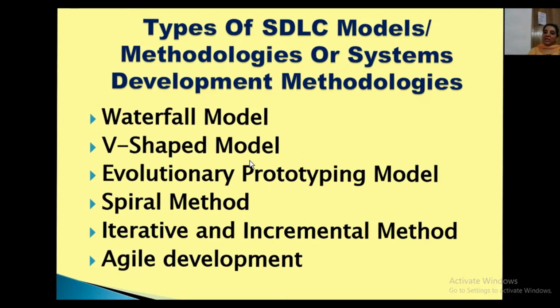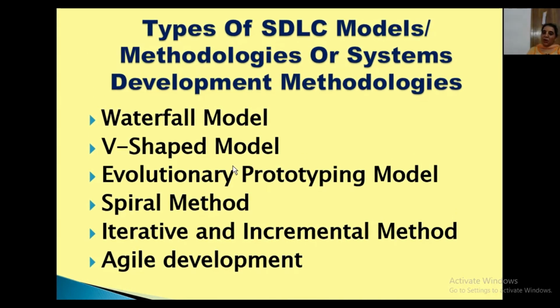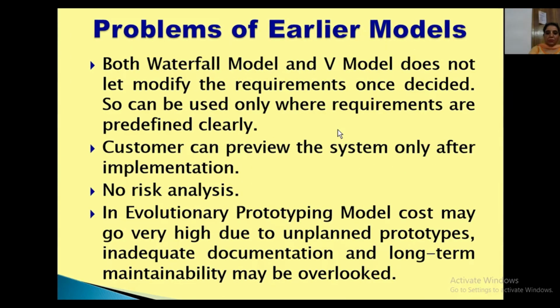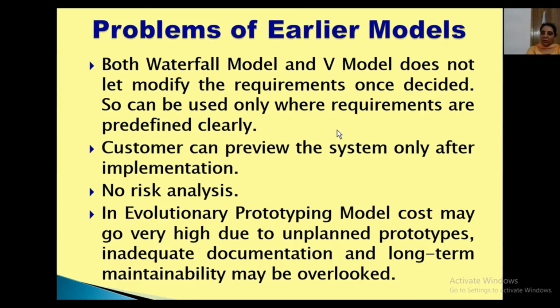So we are studying SDLC models or system development methodologies. These 3 models we have already covered. Today we have to cover the spiral model. So we should first see the problems with the earlier models before jumping to the spiral model. Waterfall model, V model, as we have already seen in the previous lectures, you can go through them also.